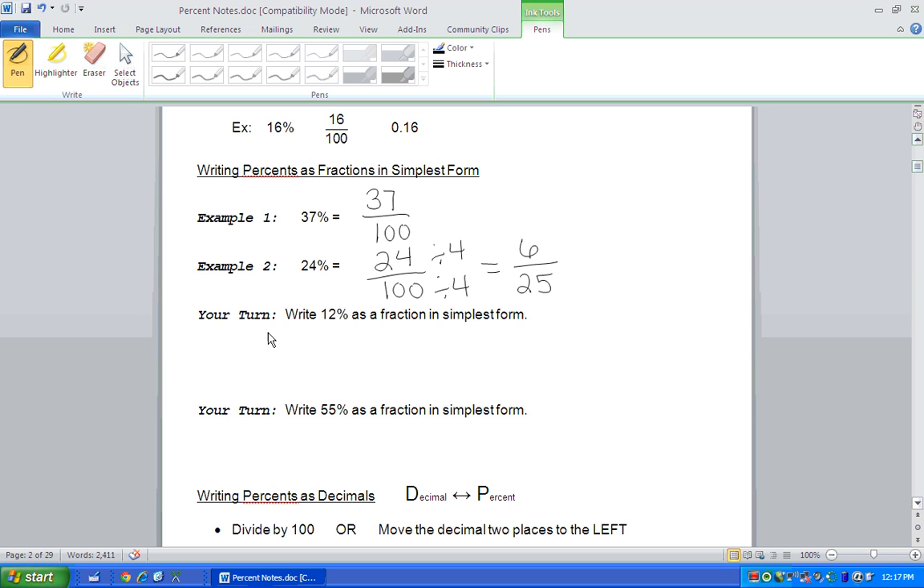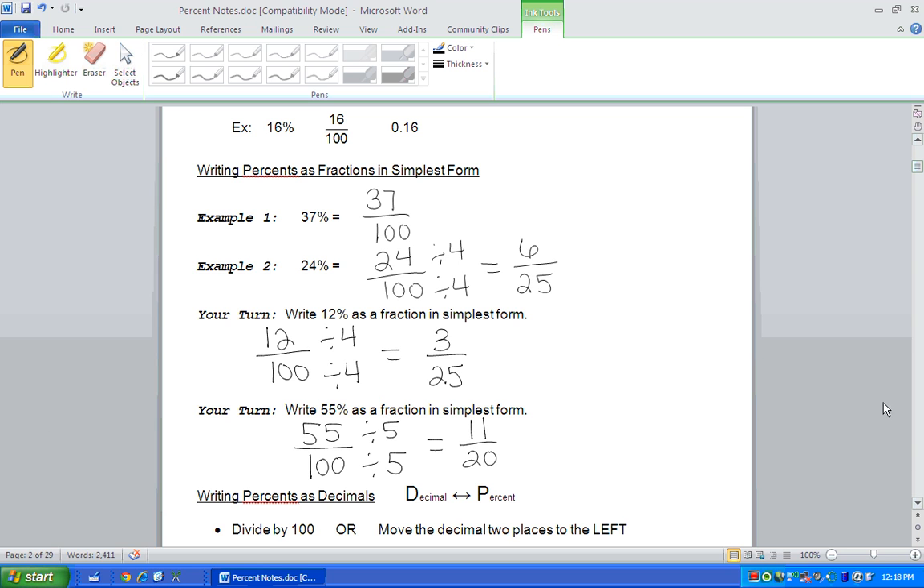Okay, let's see how you did. 12% would be 12 out of 100. You can divide the numerator and the denominator by 4. So this fraction in simplest form would be 3/25. Did you get that one right? Good. Now the next one, 55%, would be 55 out of 100. You can divide the numerator and denominator by 5. So this fraction in simplest form would be 11/20. So that's how you simplify fractions and convert percents to fractions.